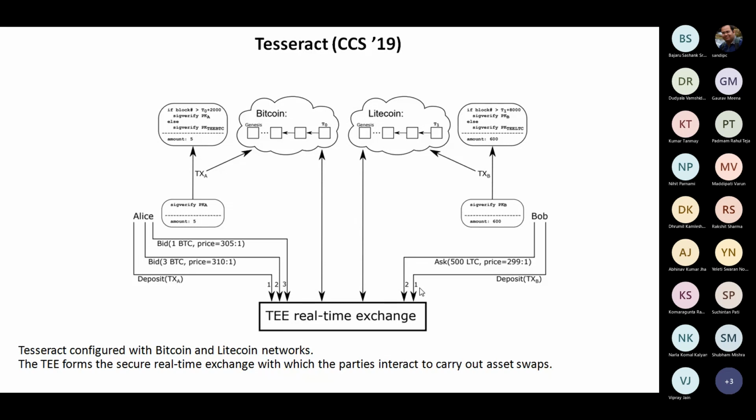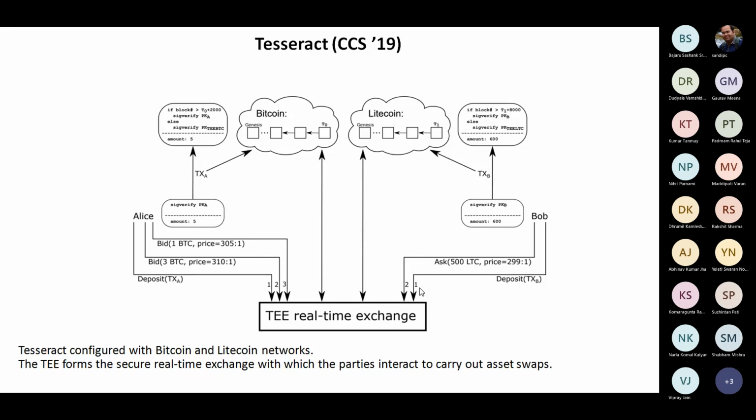So it can support a single or multiple such crypto networks. In this example, we see that it is supporting Bitcoin as well as Litecoin, and we'll see the details later in the steps. But just from the diagram, the effective steps are like this: there is a private key that is generated by this Tesseract for each of the networks that it supports.